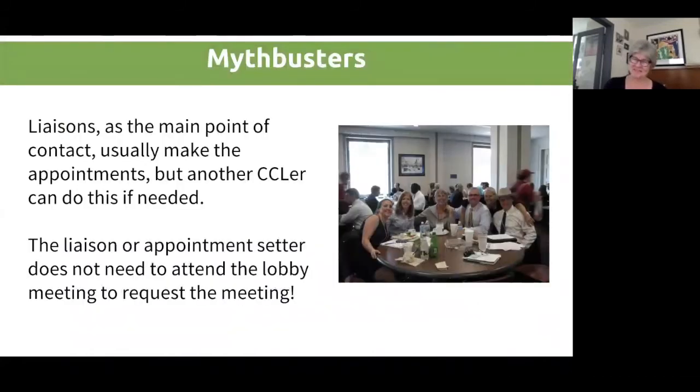A couple of myths I'd like to bust. The first is the liaison, as the main point of contact, does usually make the appointments with the member of Congress, but if they're busy or they have a co-liaison and delegate it to that other person, that is fine. The other myth I'd like to dispel is that to make the appointment, you don't necessarily need to be able to attend the appointment. And that's often the case when we have lobby days in DC. Some liaisons aren't able to make the trip, but you can still make the appointment.